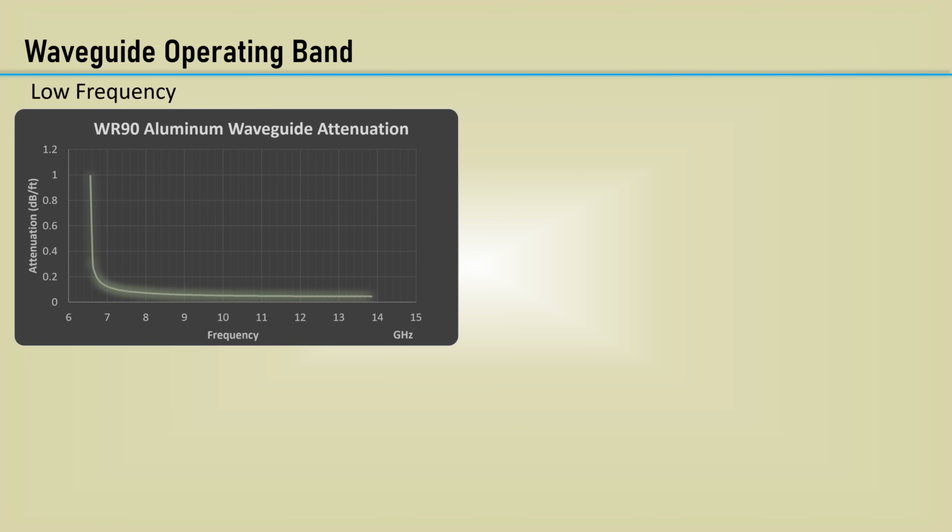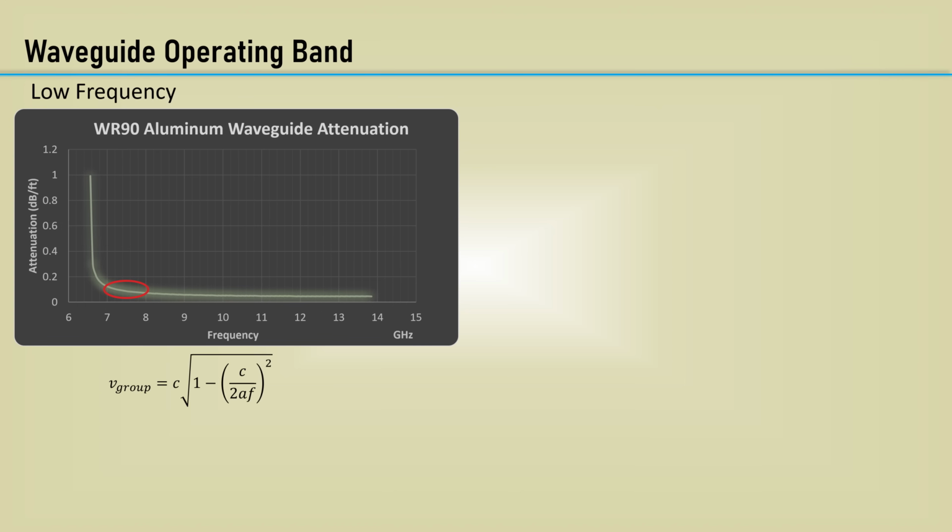What is the band of frequencies we operate with reliably? Let's look at the attenuation of the aluminum WR90 waveguide. You may be tempted to operate near the cutoff frequency where the attenuation is not degraded very much, in this area right here. It turns out the group velocity is very degraded in this area.